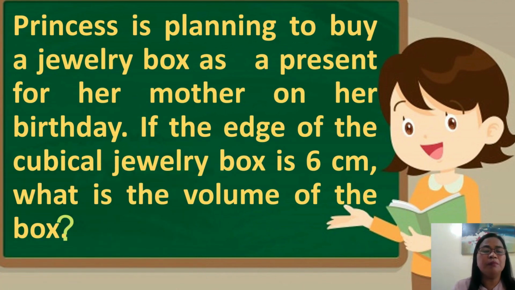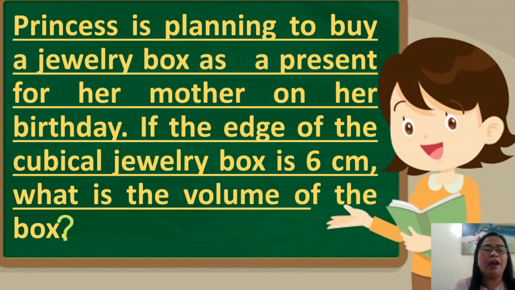This is an example of a routine problem. Princess is planning to buy a jewelry box as a present for her mother on her birthday. If the edge of the cubical jewelry box is 6 centimeters, what is the volume of the box? What kind of girl is Princess? Yes, you're right. She is a thoughtful girl.